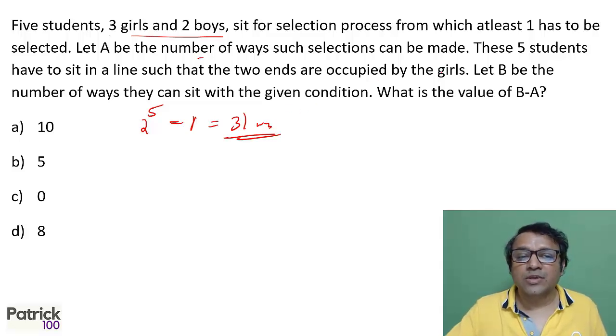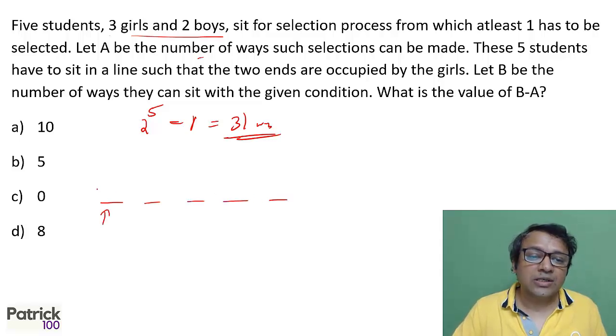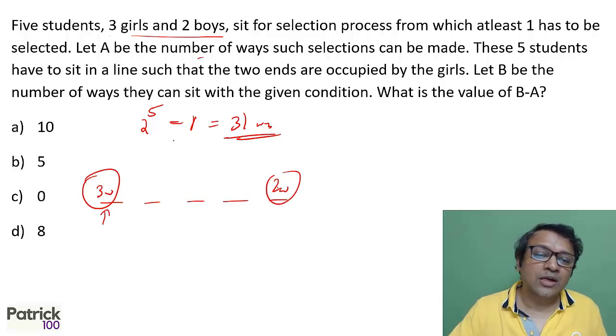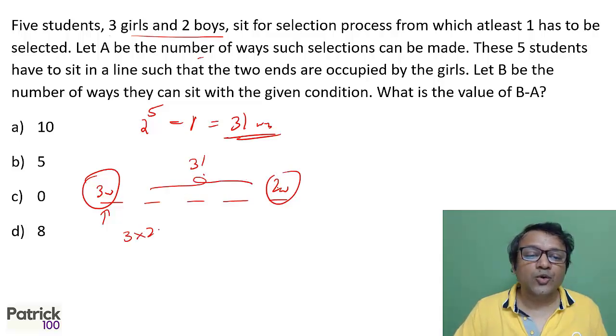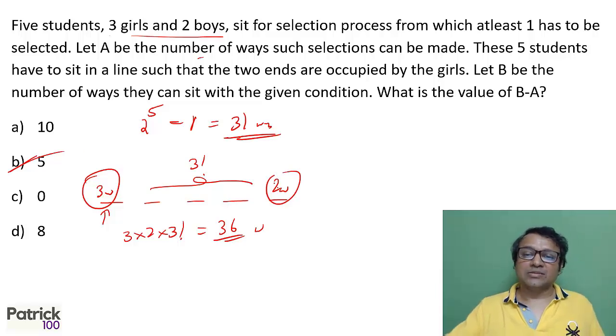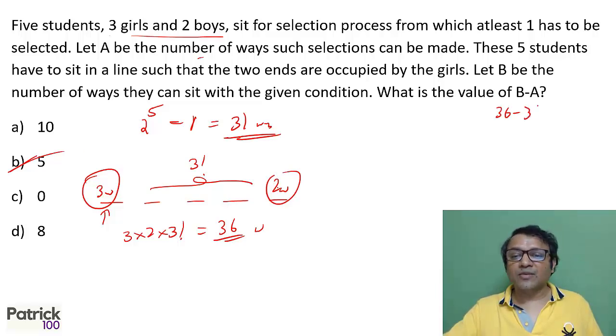Now, 5 students, and these 5 students have to be in a line, with the 2 ends being girls. So the first girl can be chosen in 3 ways because there are 3 girls. The last girl in 2 ways, because one girl is already gone to the first. The rest 3 can be arranged in 3 factorial ways. So 3 into 2 into 3 factorial is 36. So the number of ways becomes 36 minus 31, which is 5. That will be the answer. B minus A, 36 minus 31 will give you 5.